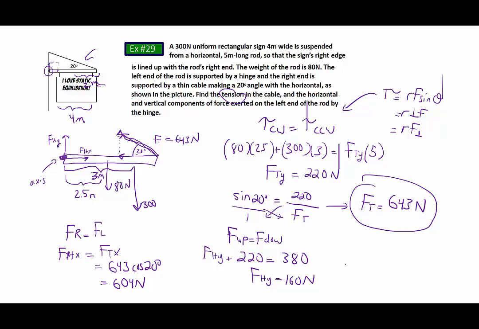Now, if I were to ask you, let's say on a quiz or something, to find the overall force in the hinge, or the resultant force in the hinge, then of course you would have to put the vectors back together and find the actual force of the hinge by using the Pythagorean theorem. Now that I know that the y component is 160, the x component is 604, I could go and solve for that. Okay, so make sure that you could do that.